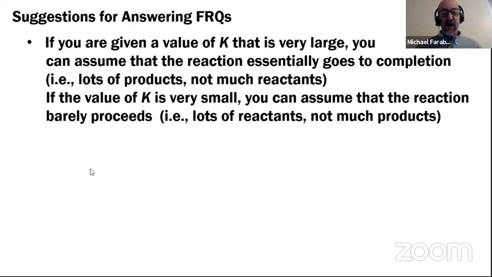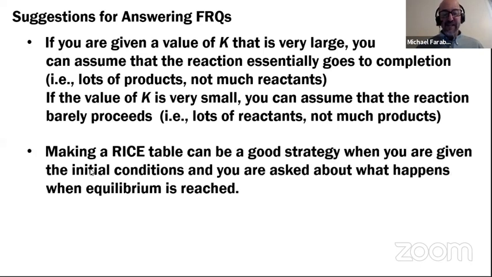If you are given a value of the equilibrium constant, K, and it's very large, you can assume that the reaction essentially goes to completion. So you have lots of products and not much reactants. If the value of K is very small, you can assume that the reaction barely proceeds. You have lots of reactants and not much products. Sometimes making an ICE table can be a good strategy when you are given the initial conditions and you are asked about what happens when equilibrium is reached.